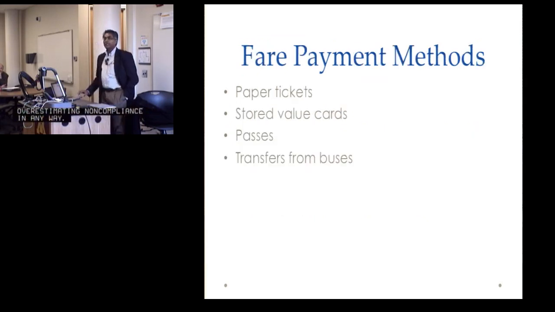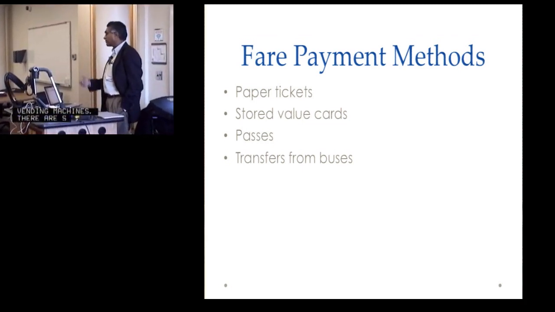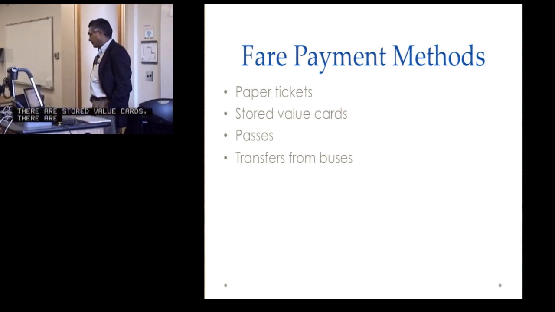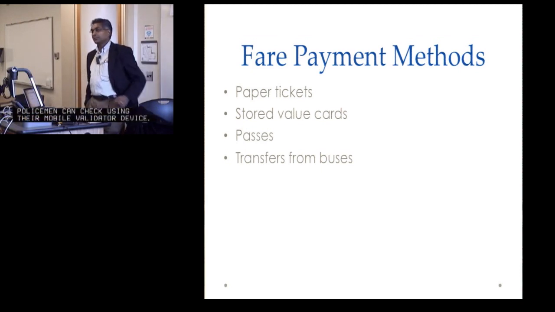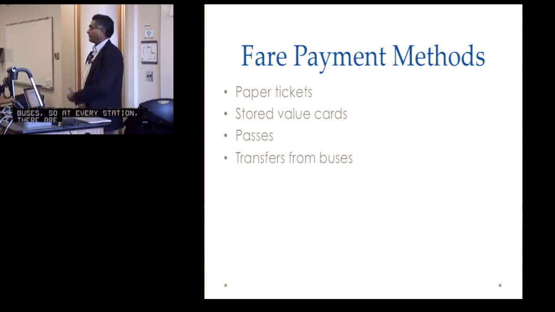So what are the different types of payment methods? There are paper tickets that people buy at the ticket vending machines. There are stored value cards. There are passes. The stored value cards and passes are the ones that the policeman can check using their mobile validator device. And there are transfers from buses. At every station, there are also bus stops, and people can get off the bus and get onto the train and vice versa.